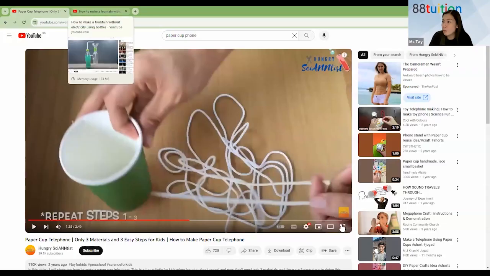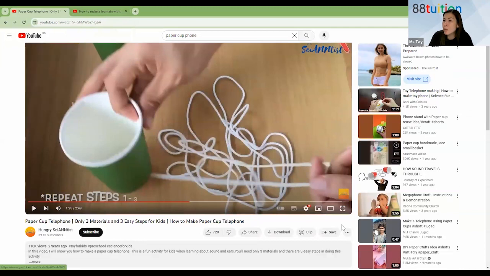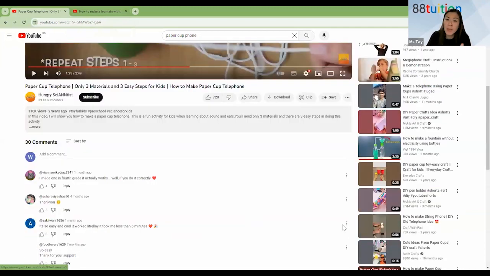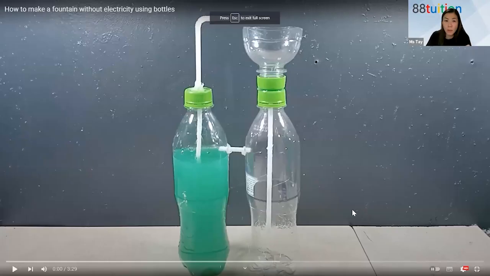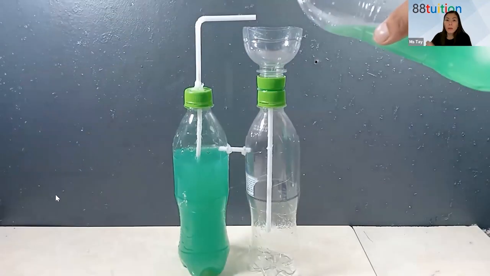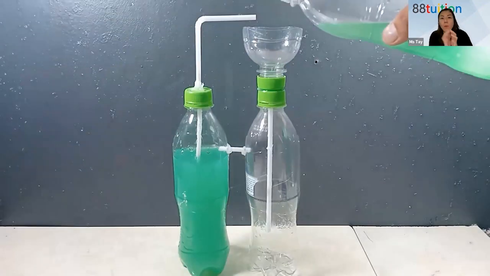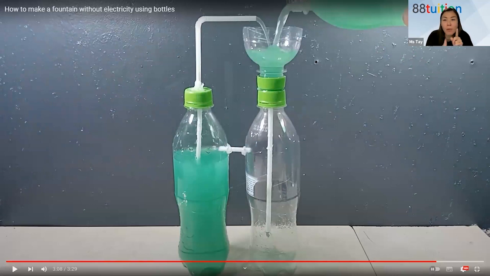I have a fountain here. Okay, so this is what you have learned before. The concept behind this fountain is what you have learned in P4. I'm going to let you watch this. Later, you have to explain to me the science concept. Okay, I'm going to ask you now, which topic do you think you have learned this science concept? Anyone can guess?